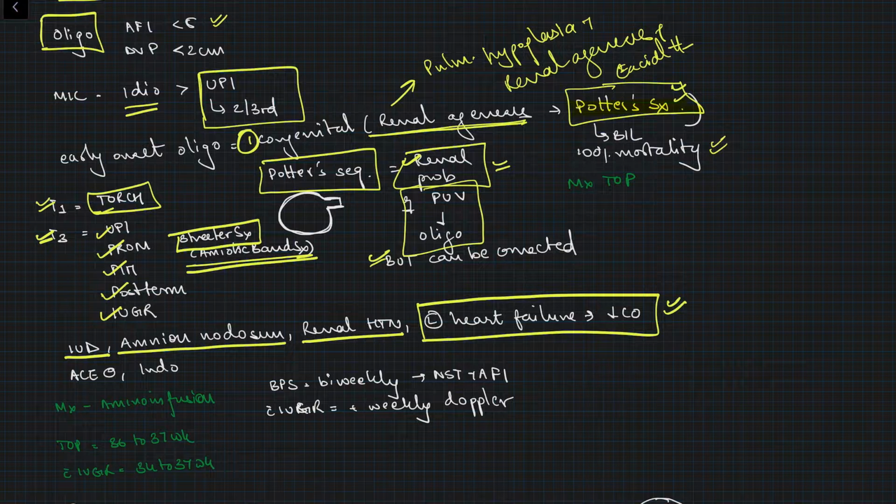Two important drugs, they are very important, that are implicated with oligohydramnios are ACE inhibitors and indomethacin. This is a frequently asked question with ACE inhibitors, that it causes oligohydramnios, so remember this. Then we manage by giving amnioinfusion and termination of pregnancy at 36 to 37 weeks. But if IUGR is present with oligohydramnios, then the pregnancy is terminated at 34 to 37 weeks.